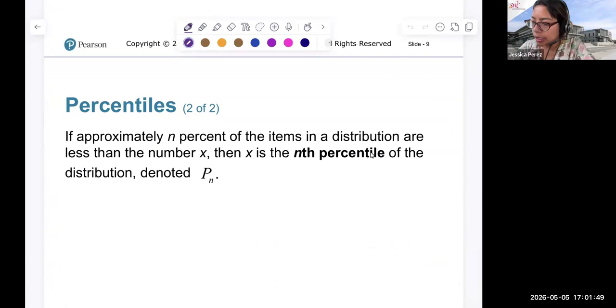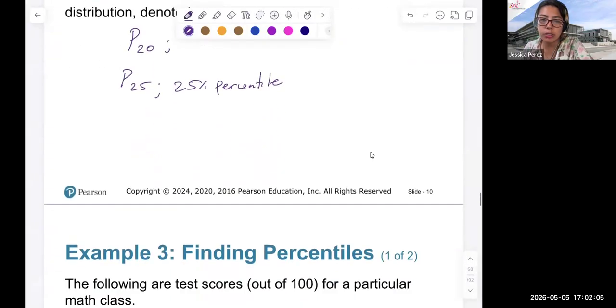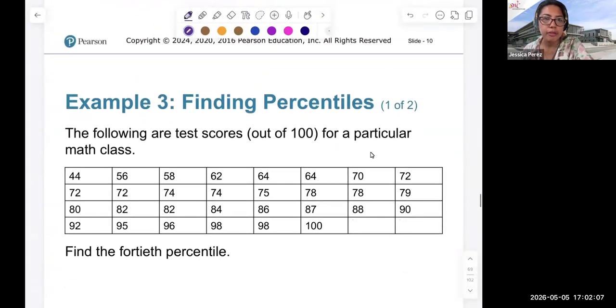So if we're looking for the 20th percentile, we are looking for P of 20, the 20th percentile, P25, the 25th percentile of the data. So we're trying to find where that location is in our distribution. Now let's look at this one. The following are test scores out of 100 for a particular math class. Notice that they are listed in order. They must be listed in order.